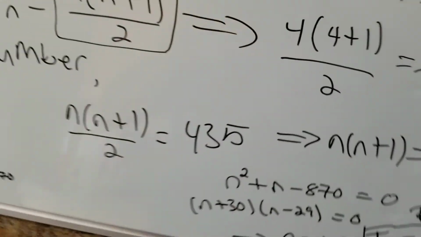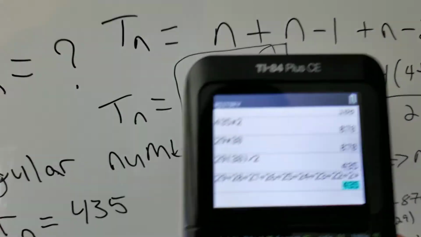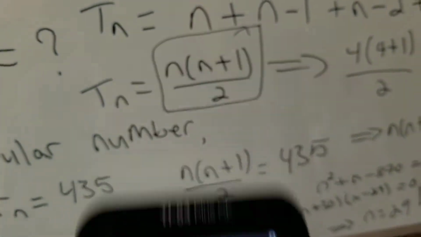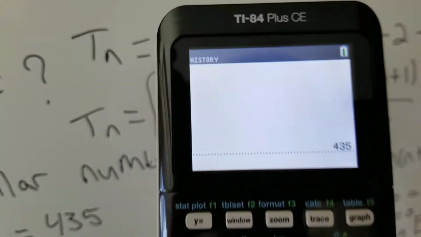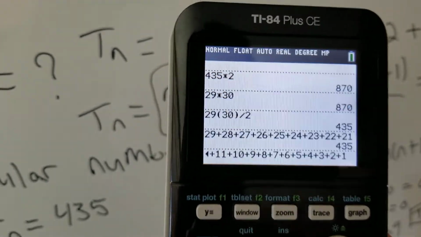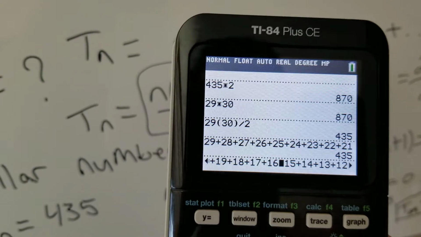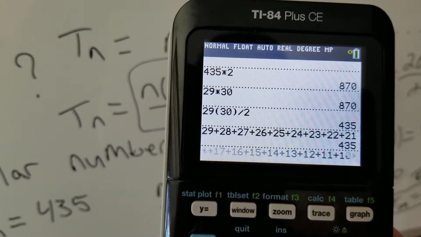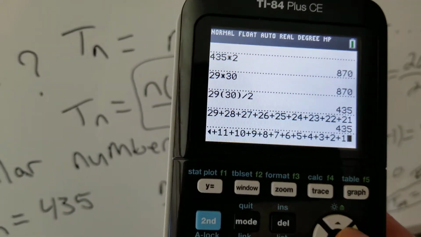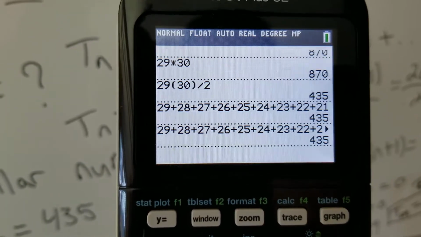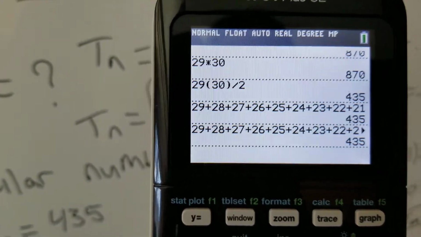And just so you believe me, I went ahead and did it on my calculator. You can see there, I've got 29 plus 28 plus 27 plus 26, blah, blah, blah, all the way, 19, 18, 17, all the way down to 1. When you hit enter, sure enough, you get 435.